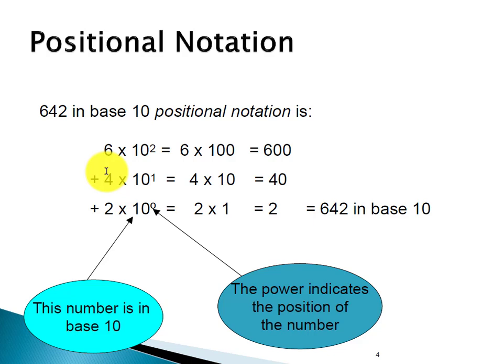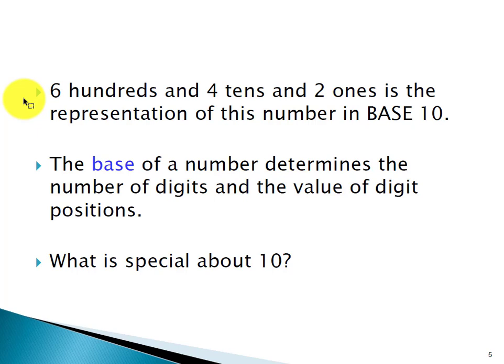So that's important to remember, because if I ask you, is it possible to represent this number in base 2? You would have to check if all of the digits are within the alphabet of the number. Okay, I hope that makes sense. So like I said, that number 642 can be represented as 6 hundreds and 4 tens and 2 ones. It's a representation of it.